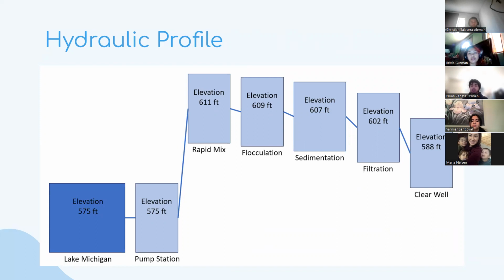There would have to be some grading done. From there, it is just a short drop to flocculation, and then another short drop to sedimentation, taking us to 607 feet of elevation. A slightly bigger drop of 5 feet to filtration, and then our biggest drop in hydraulic head from filtration to the clear well, as there is a good amount of water head needed in order to get through the filtration process, as well as the fact that our filtration process is going to be a rather deep drop, as we drop from 602 feet of elevation in the filtration to an ending height of 588 feet of elevation in the clear well. Next slide.